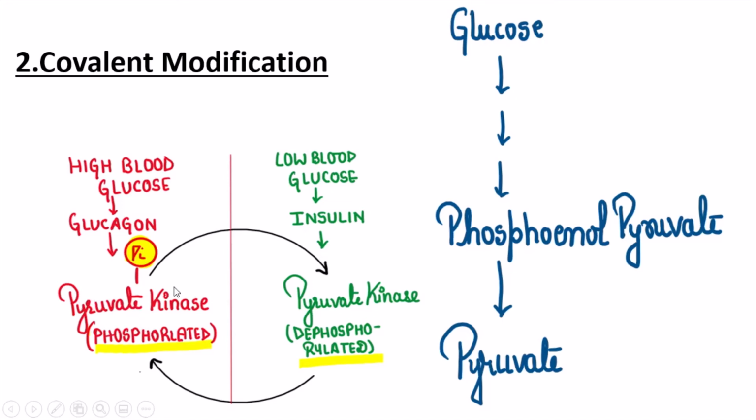But when blood glucose is low, insulin, which is the hormone of action, will come and remove this phosphate group via its protein phosphatase 1 activity, and now this pyruvate kinase will be dephosphorylated, and it is now active. In a nutshell, when blood glucose is high, pyruvate kinase is phosphorylated and inactive. When blood glucose is low, pyruvate kinase is dephosphorylated and active.